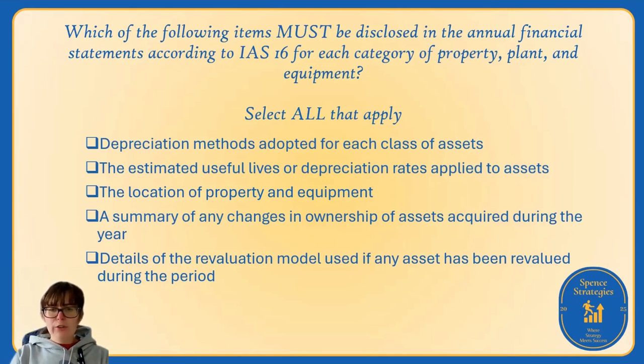The location of property and equipment. Well, this one isn't applicable. If I have a machinery piece, I put it in my office or I put it in my factory. Ultimately, the value of it isn't going to change based upon its location. So that one we do not need to disclose.